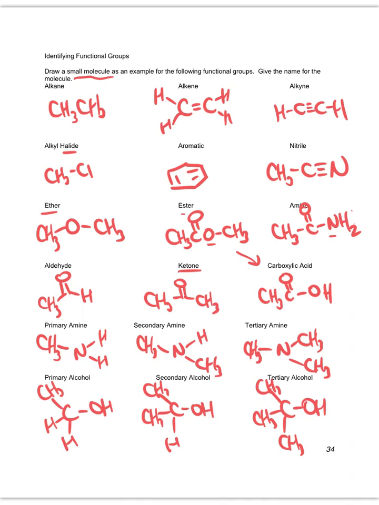So these are your functional groups. You need to know these by the time the test rolls around. If you don't, there's 10 points you're going to lose, and we don't want that to happen. This is the end of chapter 2, so I'll make the video for this one and then upload it, and then I'll do chapter 3 later.